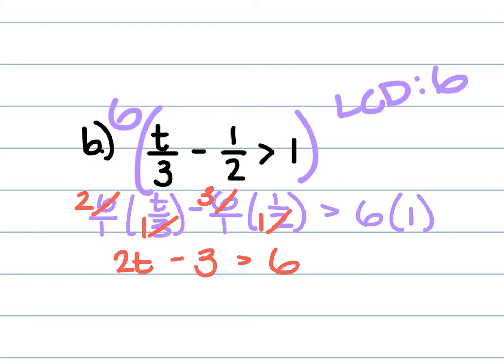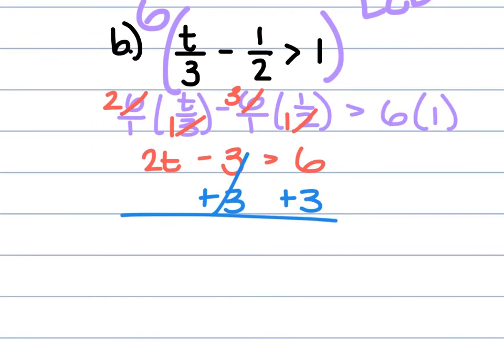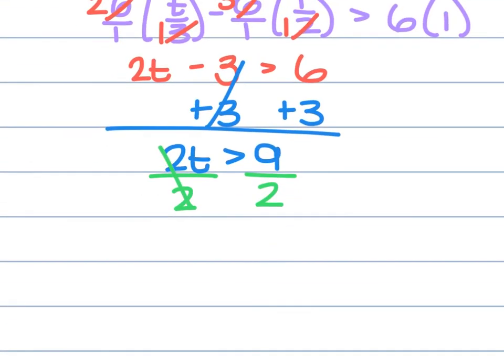We're going to move the 3 over by adding it to both sides. We get 2t is greater than 9. Then we divide by 2. And we can leave it as 9 over 2. So t is greater than 9 over 2.